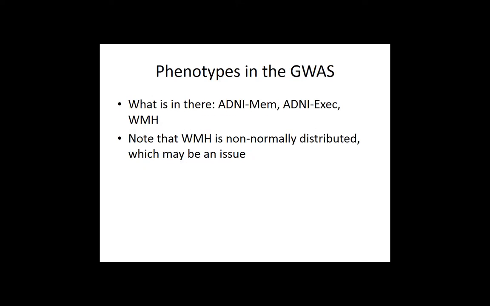So the phenotypes in the GWAS, as I understand, what's in there is the ADNI mem, the ADNI exect, and what's that? There are some more things in there. I think that the script in the tutorial is for ADNI mem, right? And people might want to be aware that some of the phenotypes have interesting shapes to them, and may want to steer towards ones that don't have interesting shapes for their first try of a GWAS.